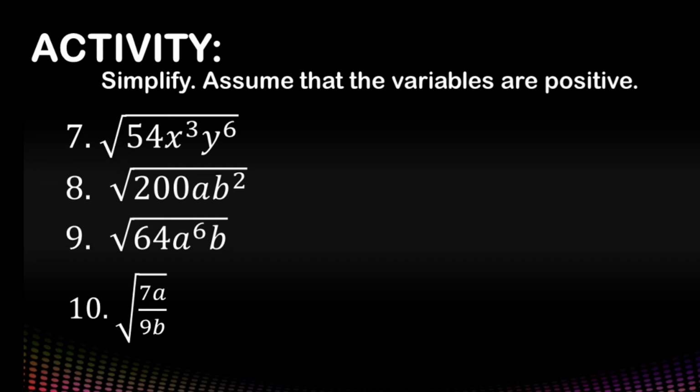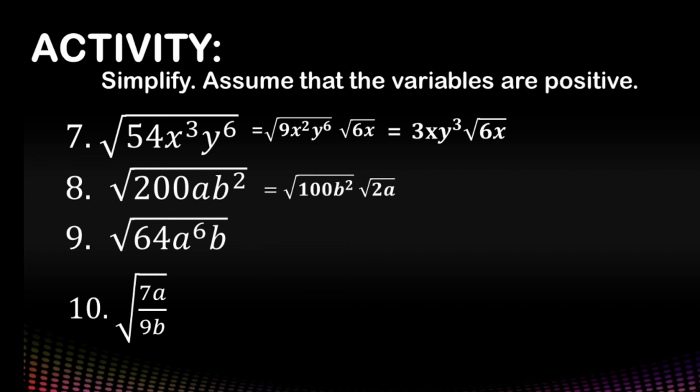While 6, the exponent of our radicand y, is a multiple of our index 2. So therefore, we have the square root of 9x squared y raised to 6 times the square root of 6x. So therefore, we have 3x y cubed times the square root of 6x. Next, we have the square root of 200ab squared. So we are going to factor it as the square root of 100b squared times the square root of 2a, which leads us to 10b times the square root of 2a.